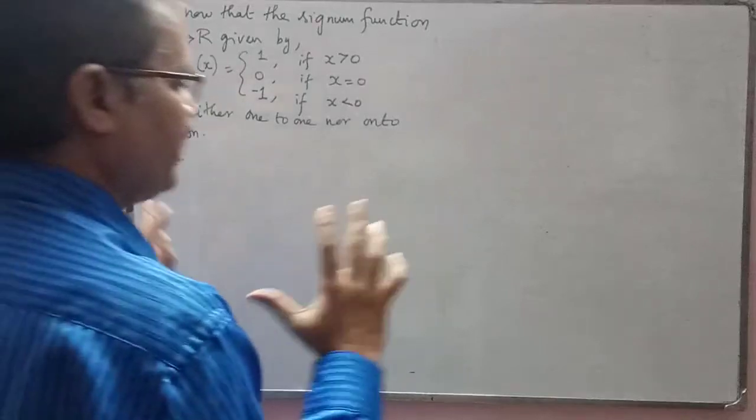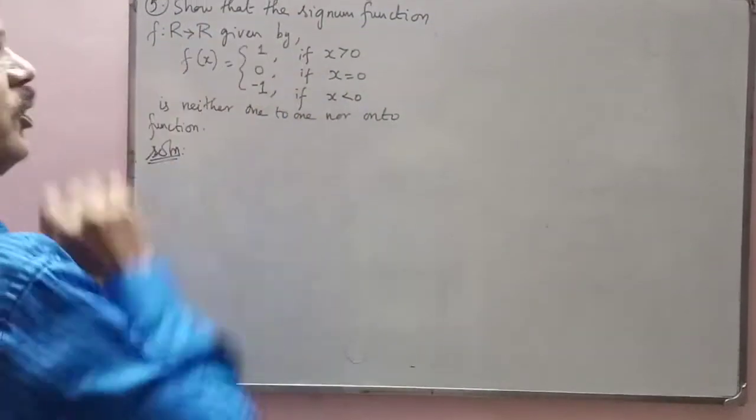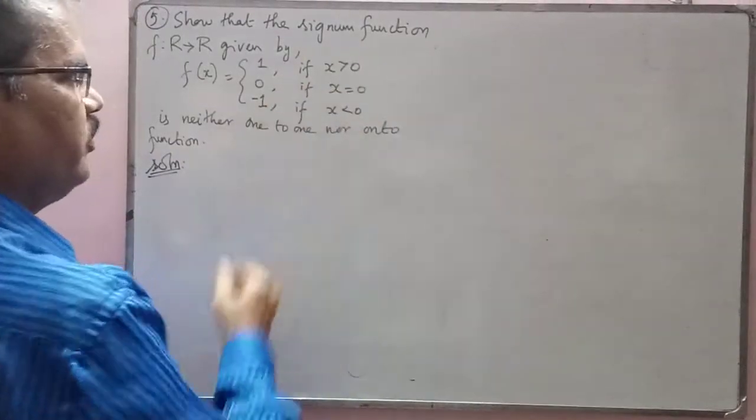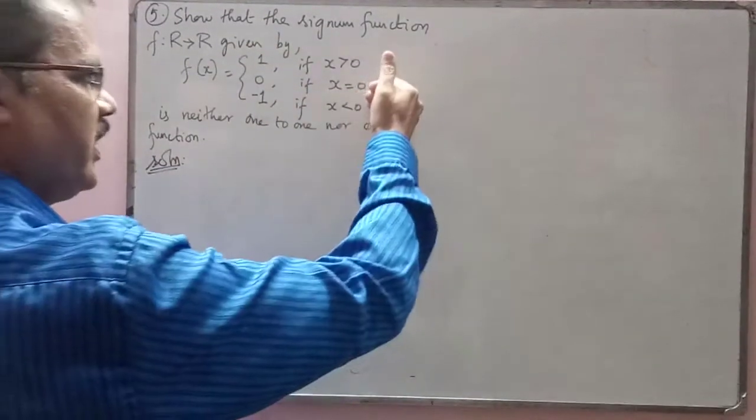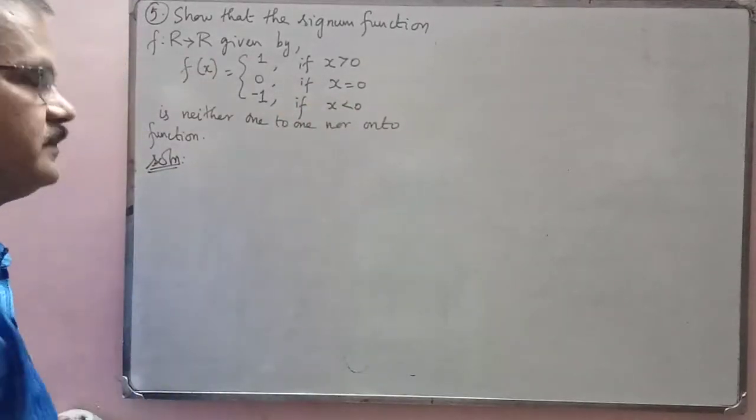Signum function is a very specific function. Whatever value greater than 0 you give, it will take the value 1. When you give 0 as an input, it will give 0. When you give negative numbers, it will return only minus 1. It's a very specific function.